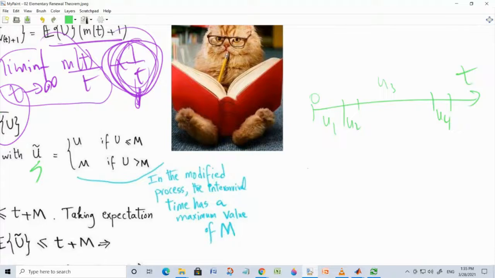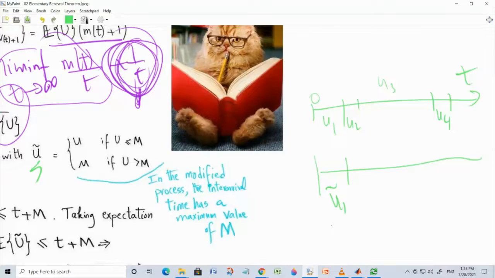Those are the inter-arrival times. So what you do is the following. You specify big M, which is a positive number. And now, if u is less than or equal to big M, you keep it as is. So basically, here let's assume that M is greater than those guys.